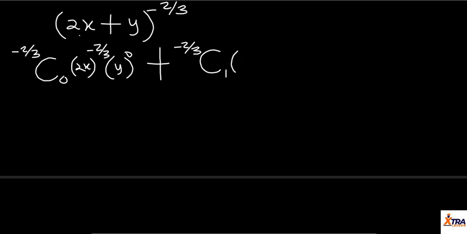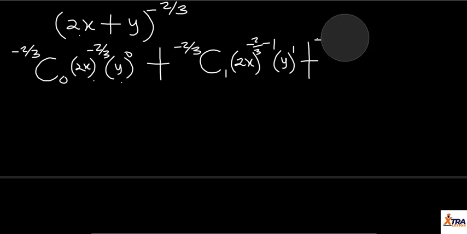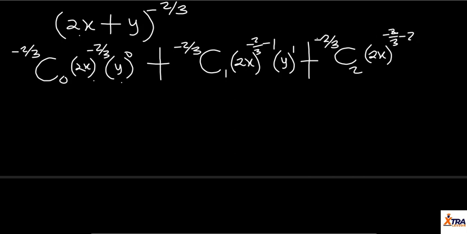Then we have the same 2x again, 2x raised to the power. Now we remove 1 from the power of 2x and we add that 1 to the power of y. So removing 1 from here, we have minus 2 over 3 minus 1, and then we have y raised to the power 1. Taking the third term as our final term in this expansion, we have minus 2 over 3 combination 2, 2x raised to the power minus 2 over 3 minus 2, and then we'll have y raised to the power 2. Obviously, we'll still have more terms that we can solve, but we just take our first 3 terms as a standard.